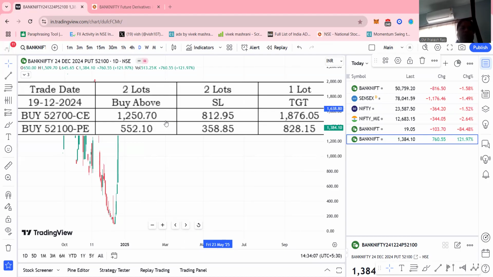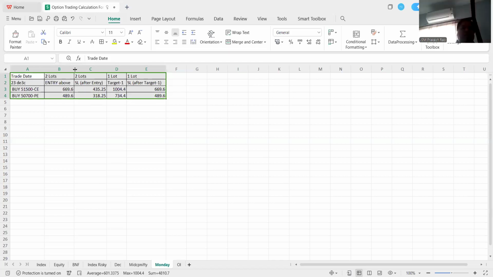You're able to see the screen? All of you are able to see this Excel sheet? Yes, sir. So Monday we have already generated. So we will just follow. If the entry comes, we will trade on this particular strike price and enter if the price crosses this level. That's it.